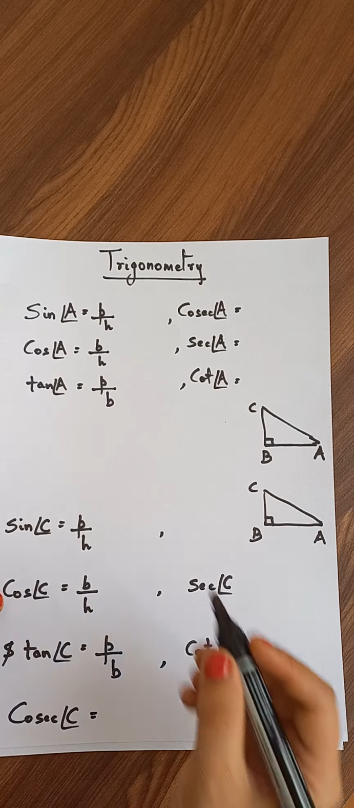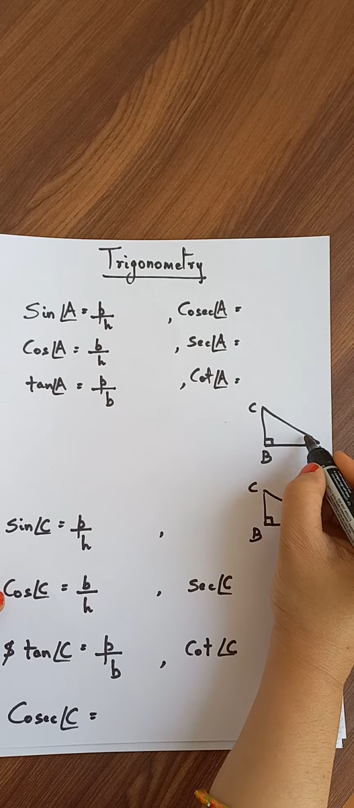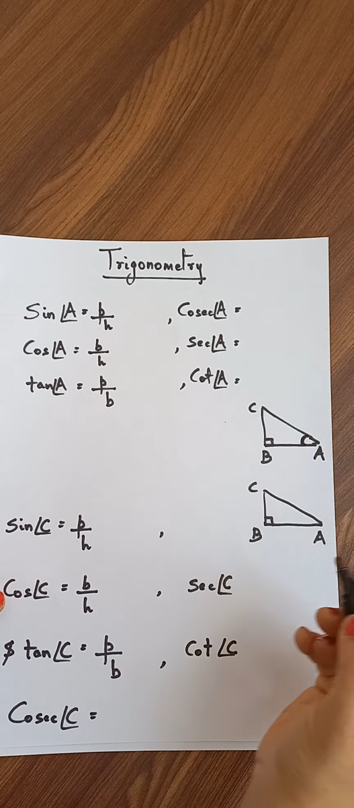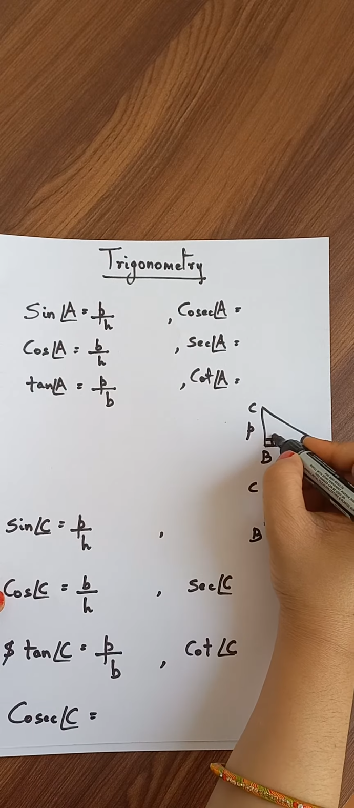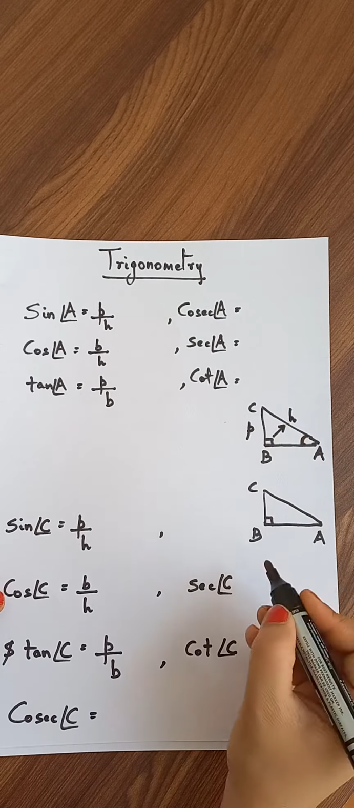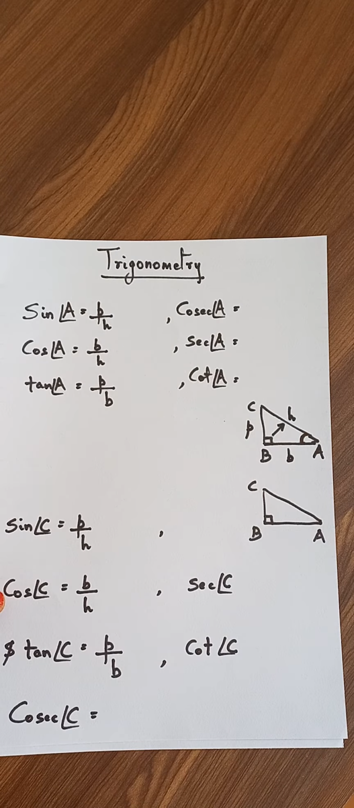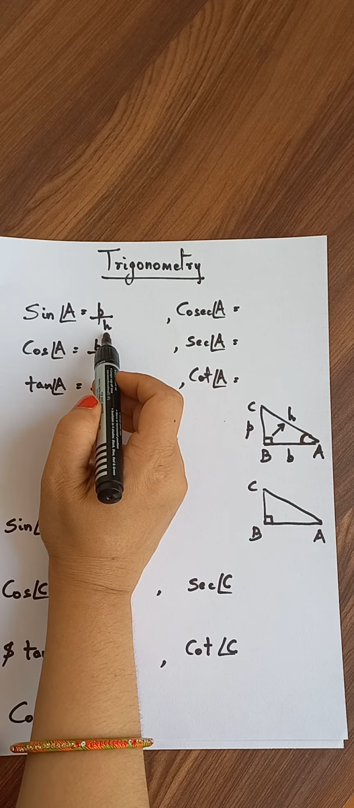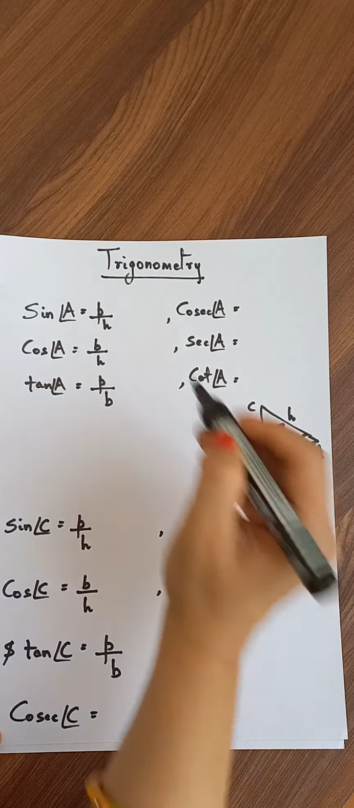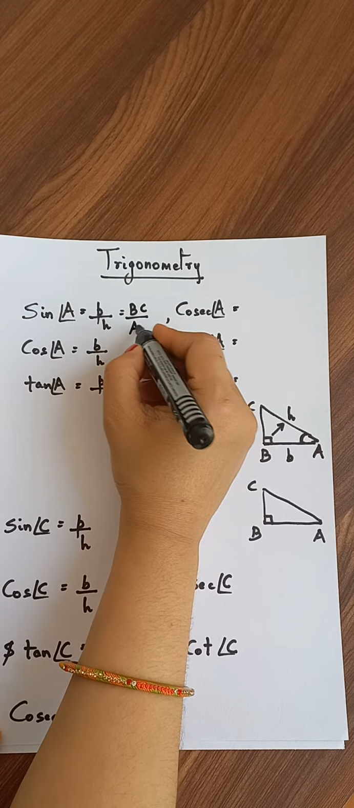For example, if we are finding out sine of angle A, it means that we are considering this acute angle A, and for this angle this will be perpendicular, and opposite to 90 degrees will be hypotenuse, and the third one will automatically become base. So sine of A, we already know that it is the ratio of perpendicular and hypotenuse. So the perpendicular value will be BC and hypotenuse value will be AC.